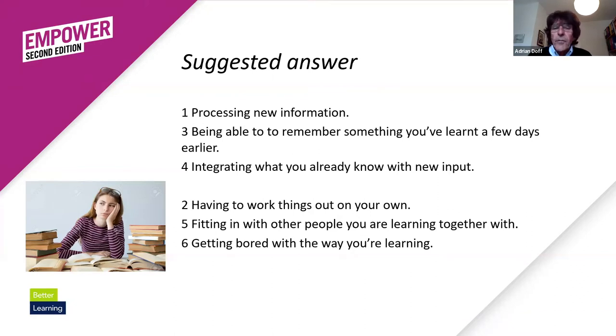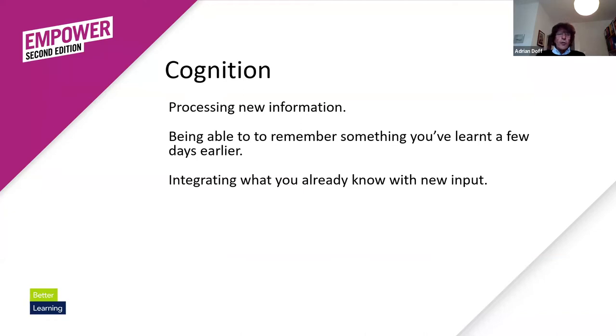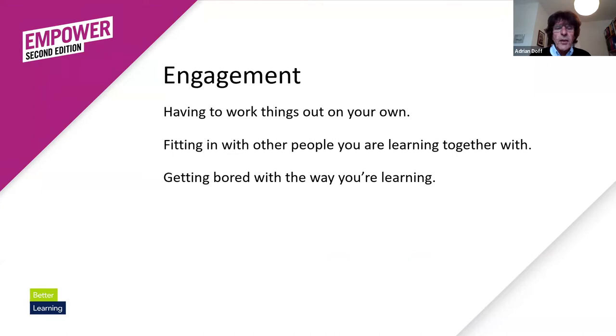And I think we could categorize these, we could give them sort of category headings. So I think the first group are generally to do with cognition. In other words, the mental processes involved in learning and getting new information in learning language. And the second group, I think, are more to do with learner engagement, and we could categorize them like that, as more to do with our attitude and our engagement with the learning process.